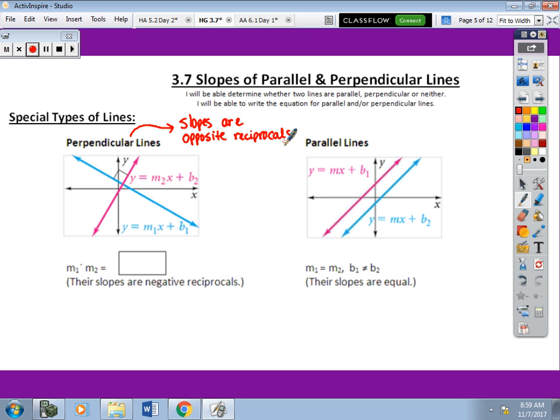The slopes will be opposite reciprocals. So one will be positive, one will be negative, and you'll be flipping the fraction over. So for example, I can't see the grid. Can you see grid lines on your paper for this or no? No. All right, so we'll just estimate.